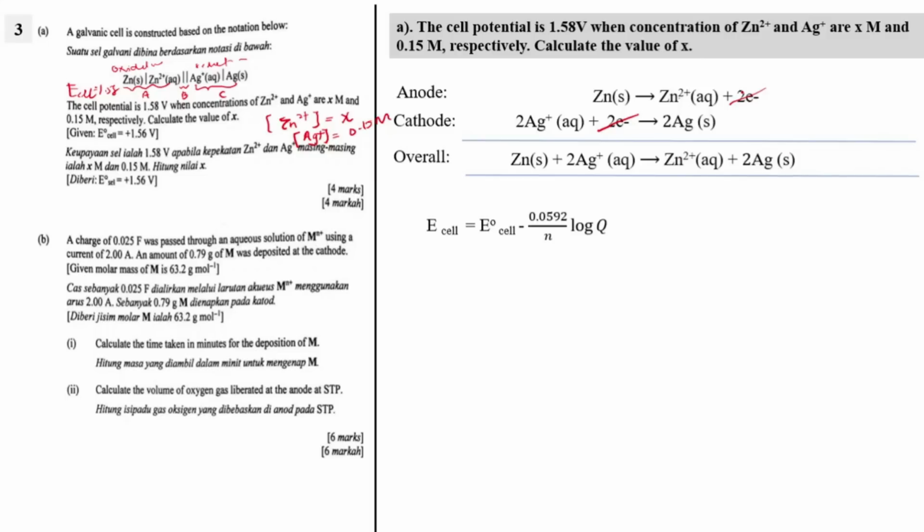And from here, we know that the electron transfer involved for the overall cell is N is equal to 2, where N equal to 2 is the number of electrons, so we can plug in here. And then our log Q is depending on the overall cell reaction, where our Q is basically the concentration of the product, which is zinc 2 plus, divided by the concentration of the reactant, which is our Ag plus, and then the stoichiometry to the power of 2. For the solid, we can ignore that in the reaction quotient.